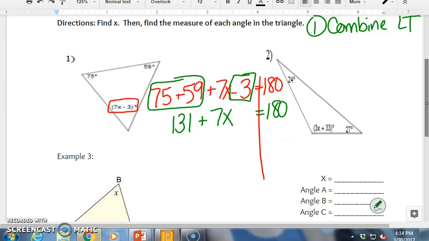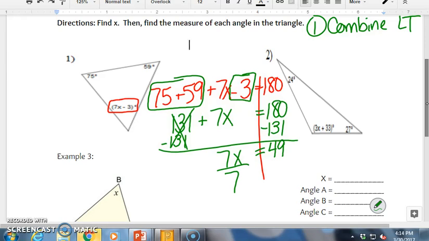Guys, this is a two-step equation. We solve it the exact same way we've been solving equations since September. So we move the number further from the variable. So we subtract the 131. So we have 7x equals 49. And then we divide by 7 on both sides. So x equals 7.